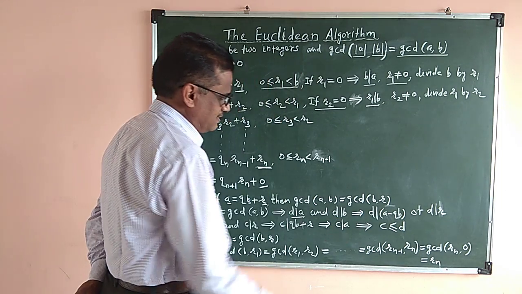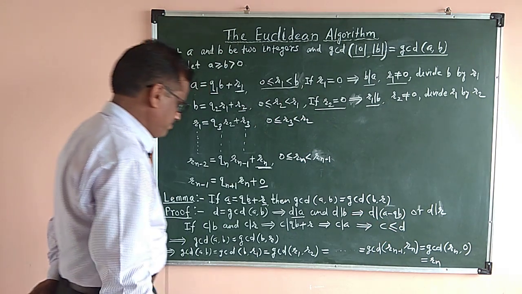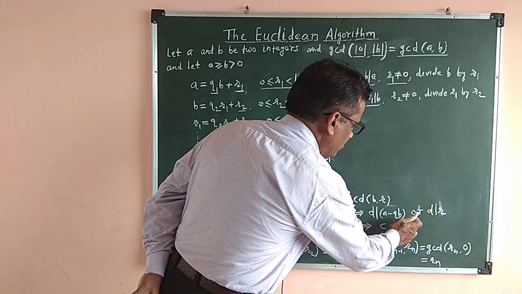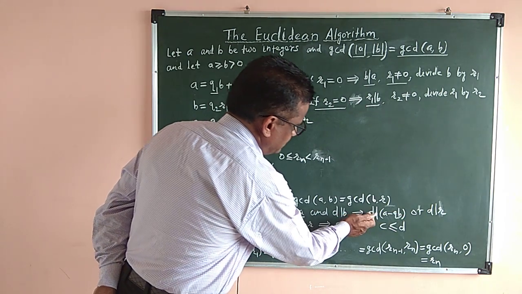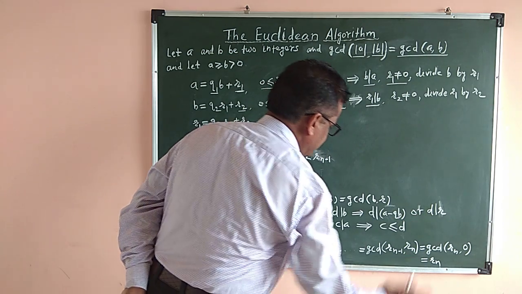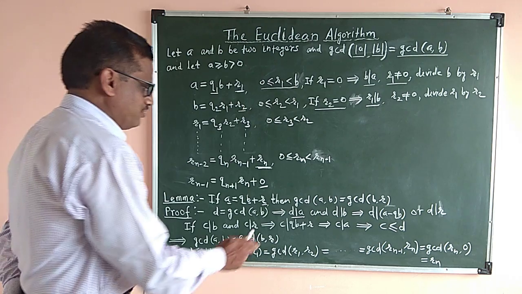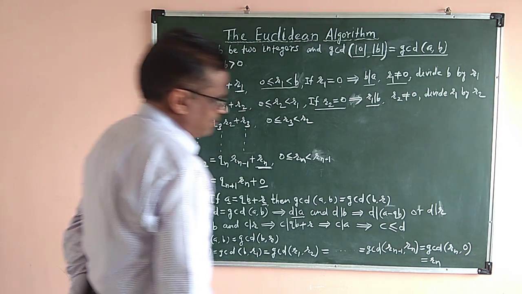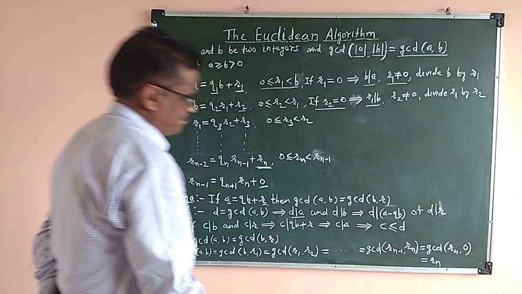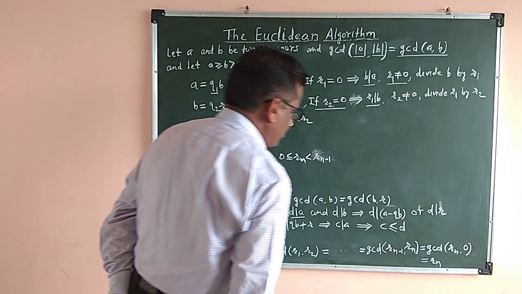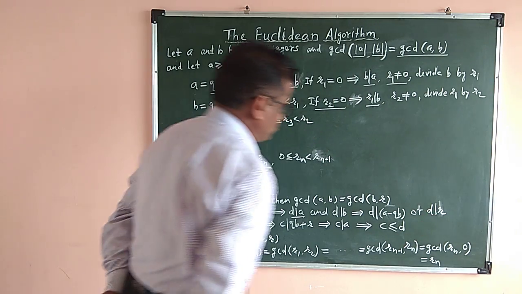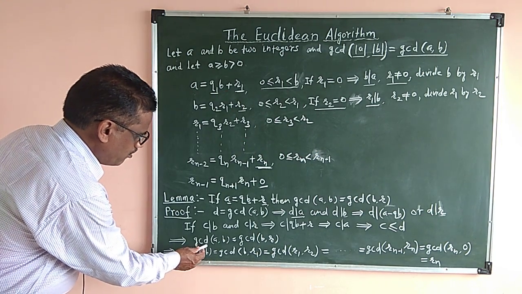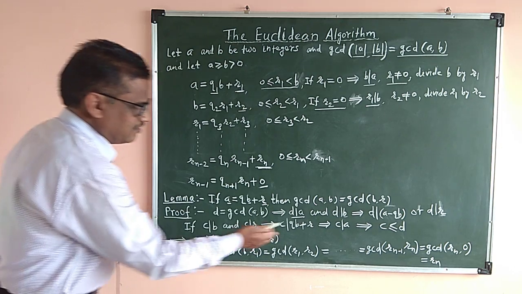So this implies D divides A minus QB. So obviously we get D divides R, because D is the greatest common divisor of A and B, and D is also a divisor of R. That means D is a divisor of B and R.